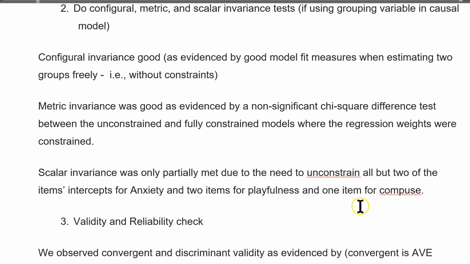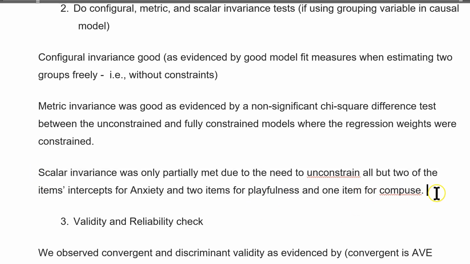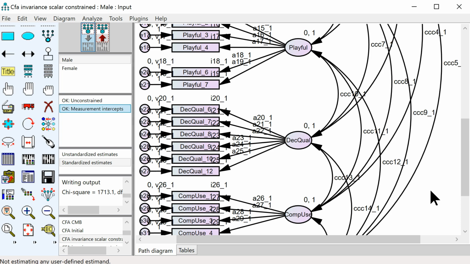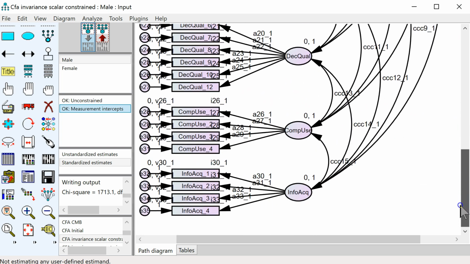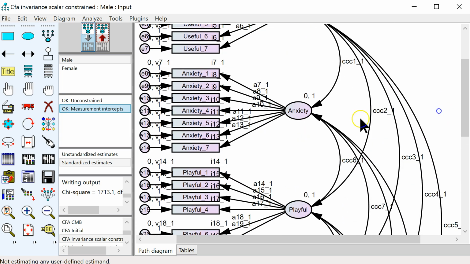We are partially scalarly invariant, which means we can still make claims, but we need to be careful when looking at claims of multi-group differences when it comes to anxiety in particular. I'm not as concerned about playful and comp use because it was just 1 or 2 items on those, but on anxiety, there's a serious concern in invalid results if we're doing a multi-group comparison in that regard. So there you have scalar invariance.